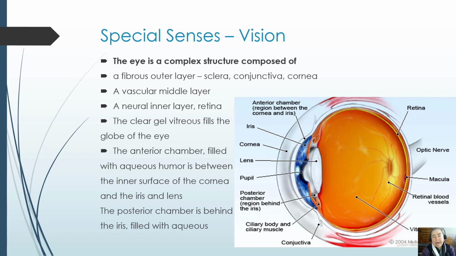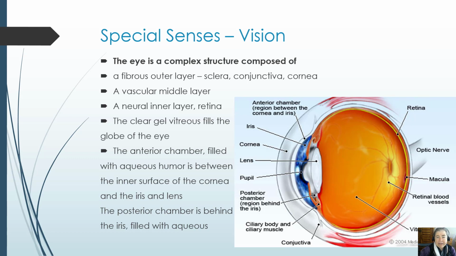I want to move on now to the special sense of vision, which is really interesting, really crucial to the ways in which we interact with the world. And the organ of vision is the eye. The eye is a very complicated structure, so it's important to review the anatomy of the eye and to understand how the eye is constructed to help us understand how it works.